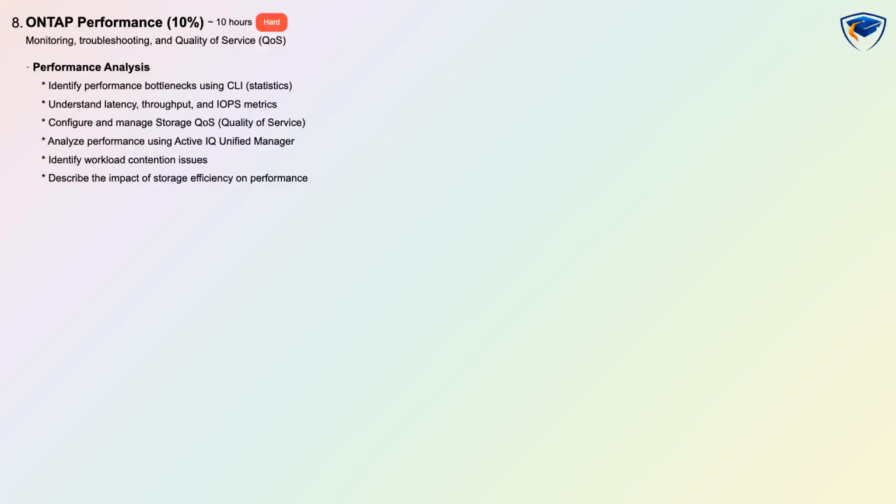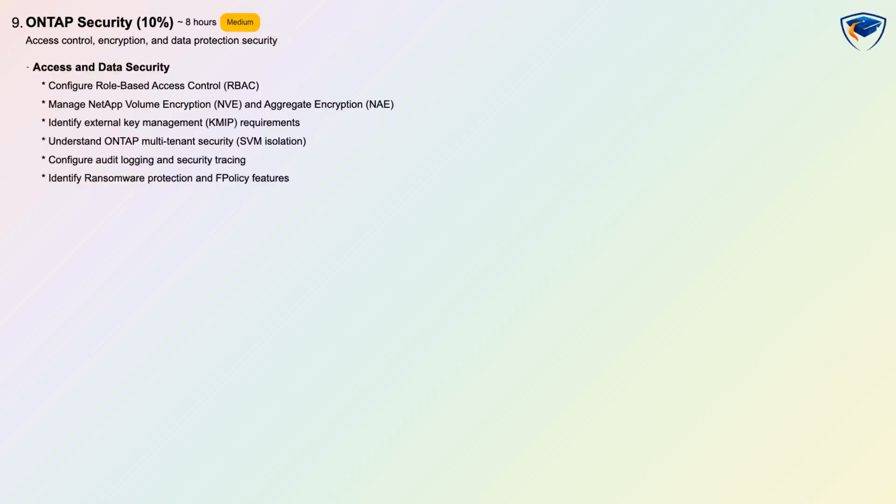ONTAP security is 10% with medium difficulty and about 8 hours of conceptual and scenario-based study, focusing on access control, encryption, and data protection security. You will configure role-based access control, manage NetApp volume encryption and aggregate encryption, and understand external key management requirements. The domain also covers SVM isolation for multi-tenancy, audit logging and security tracing, and ransomware protection features including FPolicy.